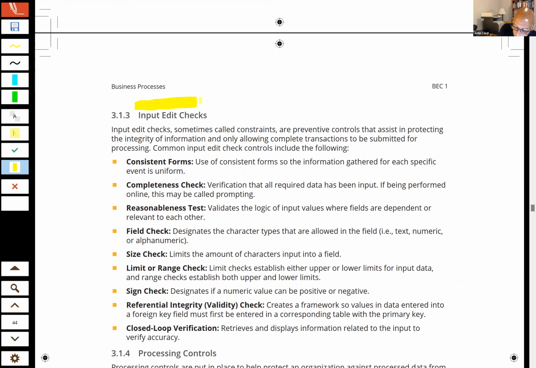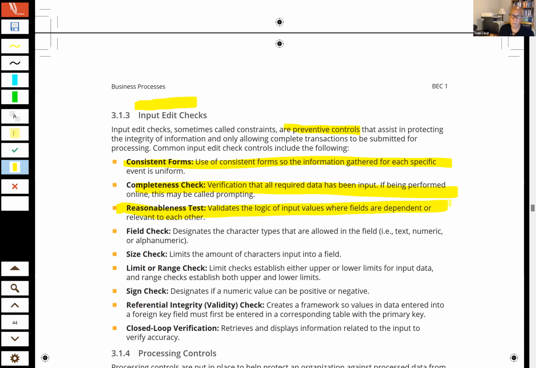When we look at these, we look at them from the standpoint of preventative controls. Okay. So using consistent forms so that people get routine in how they're entering data. Completeness checks, for example, I looked at a system where at the very beginning, the person had to look at how many documents they were going to input, and they had to say, I'm going to input 23 documents. And then the system would count the documents that they entered, and if they entered 22, it wouldn't accept the entire batch. Okay, that's an example of a completeness check.